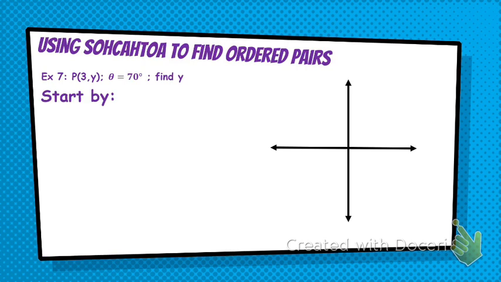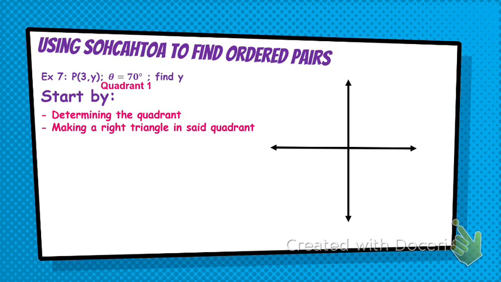We've already talked about where 70 degrees lies in the last unit. That would be in our first quadrant. So quadrant 1 is where we should be. We're going to go ahead and do what we did last time. We're going to make a right triangle in that quadrant.